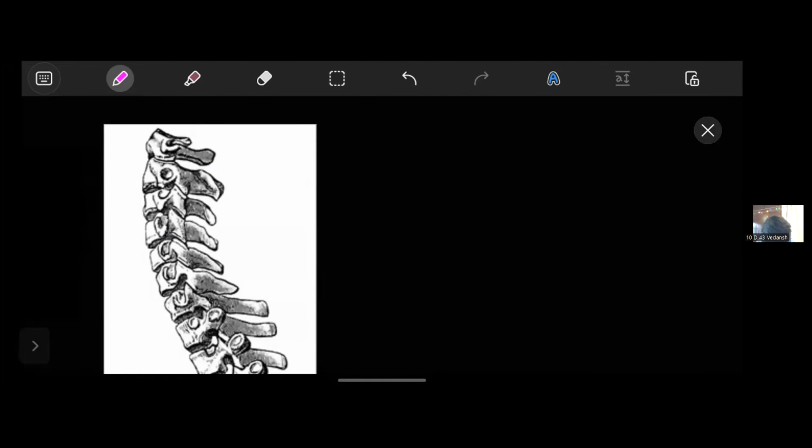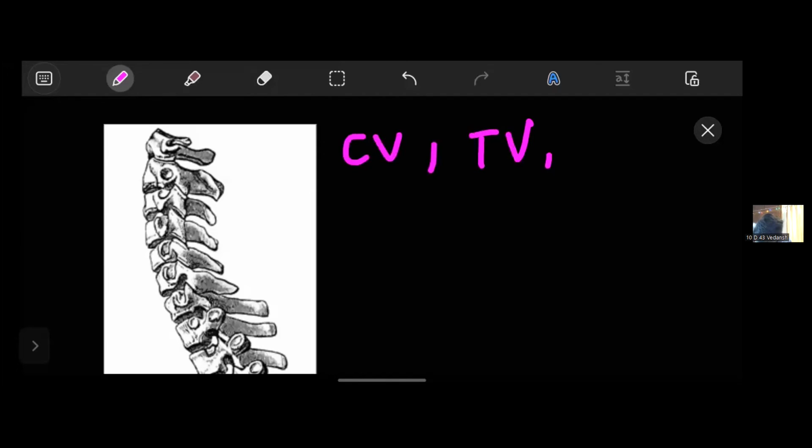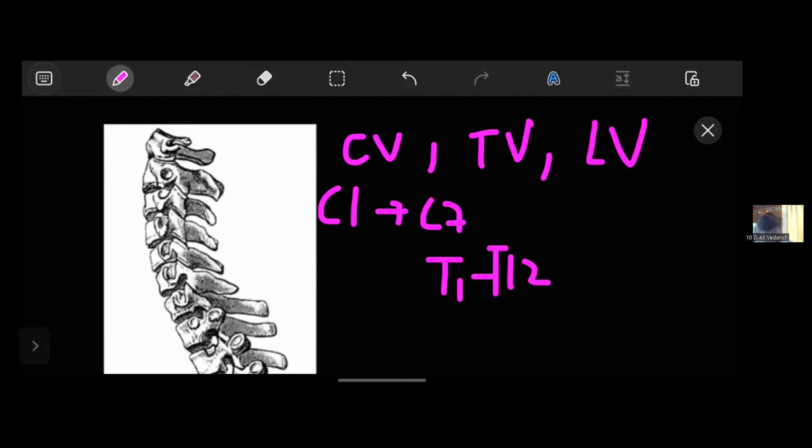Yeah. So we have the cervical vertebra. So cervical vertebra has 7 bones. Now let me tell you the naming of the vertebras. So we have cervical vertebras, we have thoracic vertebras, we have lumbar vertebras, right? So C1 to C7, we will have cervical vertebra. Then T1 to T12, we will have thoracic vertebra. Then on the lumbar vertebra, we have L1 to L5. That means 7 bones in cervical vertebra, 12 bones in thoracic vertebra, 5 bones in lumbar vertebra.